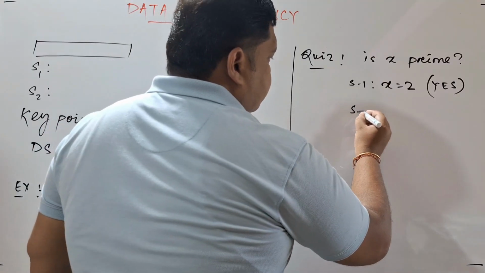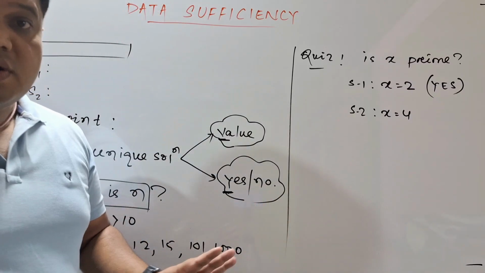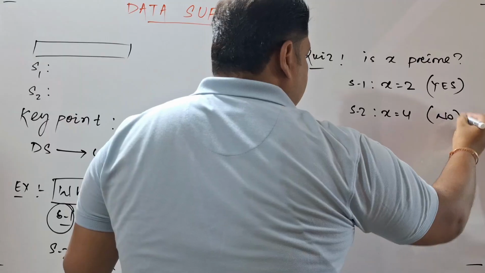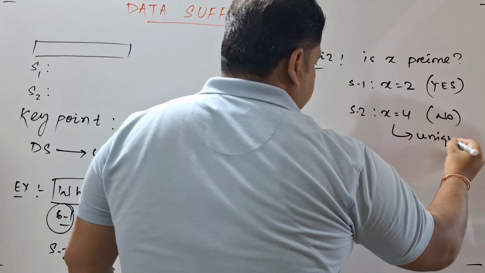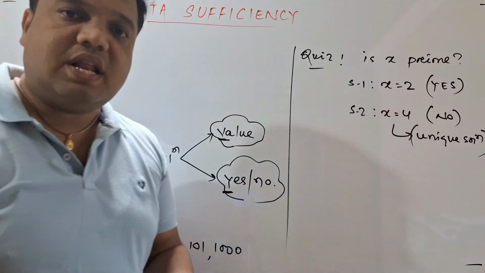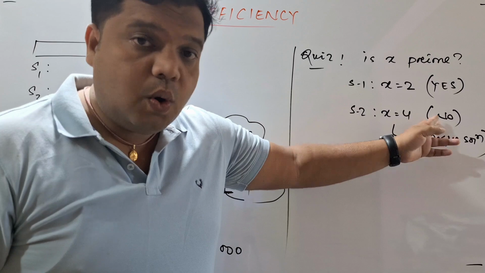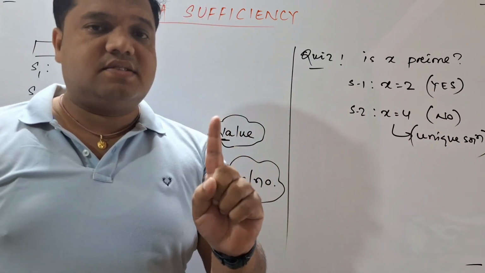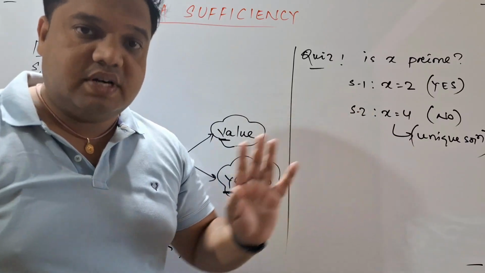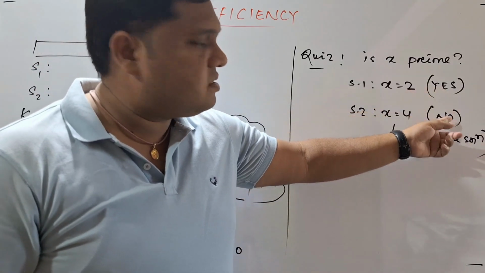Similarly, suppose statement 2 says x is equal to 4. Is 4 prime? No. A straightforward answer. One answer, also unique. Here you said no, but this is unique. A unique solution means that by itself it is sufficient. Statement 2 alone is sufficient. Look, whether your answer is yes or no does not matter. If you have only one straightforward answer, then that is unique, and that statement alone is sufficient. You understood? So no is also equally important.